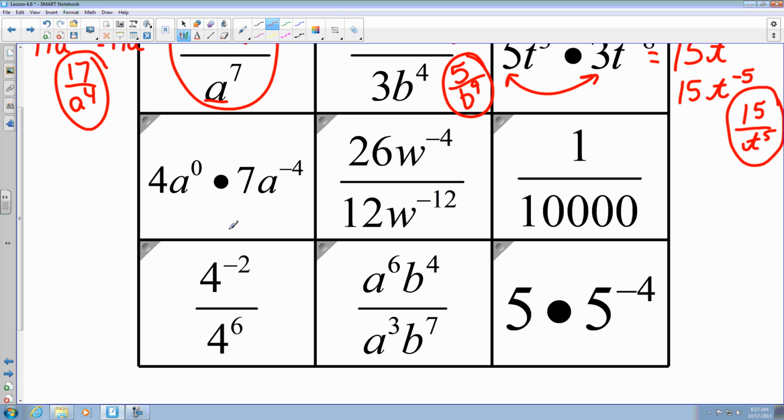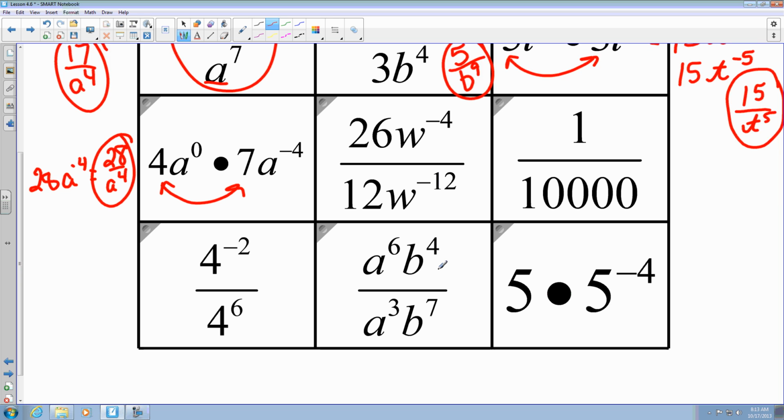This one here, I got 4 times 7, which gives me 28. A to the 0 power is just 1, so I'm just left with a to the negative 4th power. And if I wanted to bring it down as a positive, it would be 28 over a to the 4th.